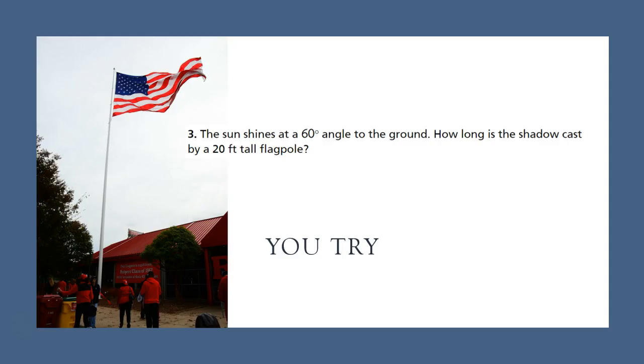Okay, here's another example. The sun is shining at a 60-degree angle to the ground. How long is the shadow cast by a 20-foot tall flagpole? So I'm going to draw a flagpole here. Here's my flagpole, and it's 20 feet tall. It has a shadow. I don't know how long that is. And then I have the sun up here, and it makes a 60-degree angle with the ground.